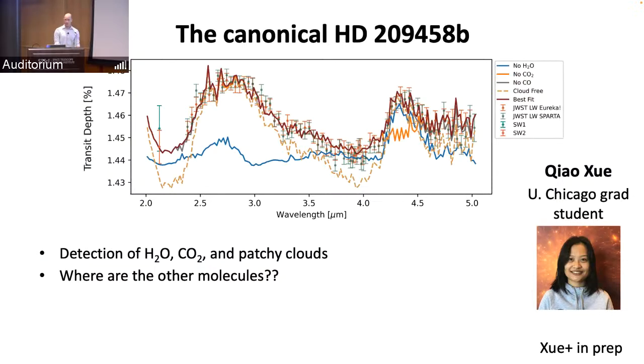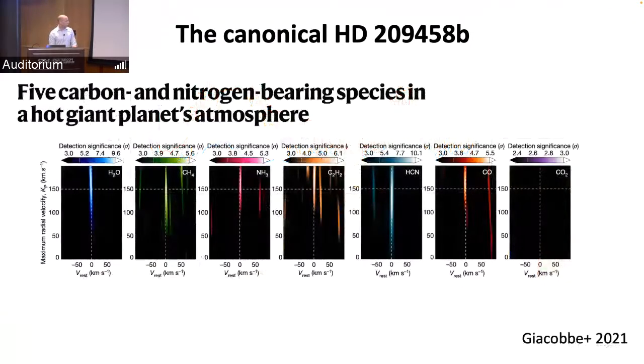There were quite a lot of studies over the last couple of years looking at previous data that suggested the existence of a wide range of molecules in the planet's atmosphere that we're not seeing. One of the most prominent was, again, a ground-based high-res result suggesting the presence of 5 carbon and nitrogen-bearing species in addition to water. These are the cross-correlation maps for those detections and a non-detection for CO2.